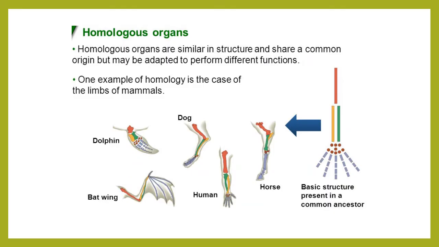So let me define homologous organs and analogous organs for you. Homologous organs are similar in structure and they share a common origin but may be adapted to perform different functions. If the structure is the same but the functions of those organs are different, they are known as homologous organs. Here are the examples of homologous organs.